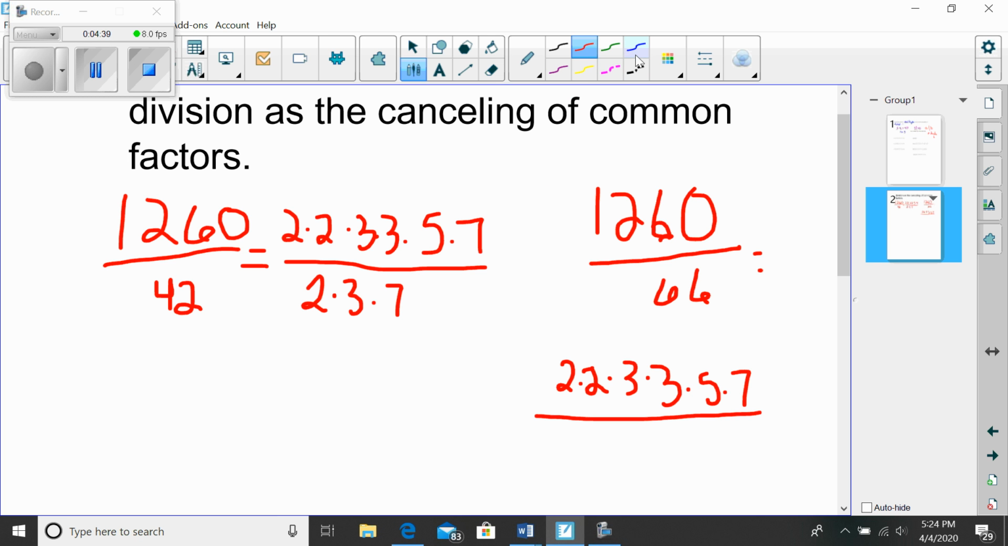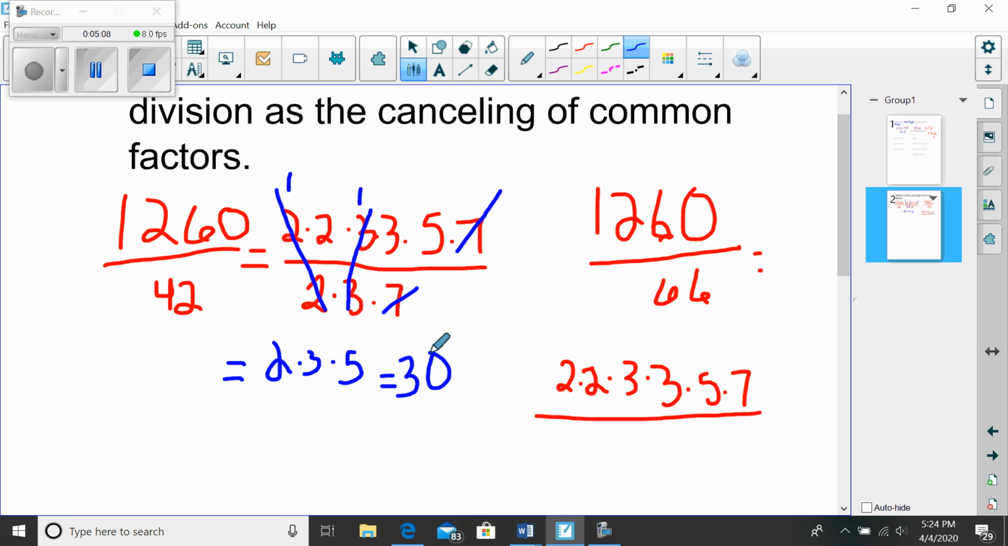And then when I go to divide, we use the word cancel. We're actually not supposed to use the word cancel. We're supposed to say divides to 1. Okay, but notice 2 divided by 2 is 1, 3 divided by 3 is 1, and 7 divided by 7 is 1. And so I can see that my quotient is 2 times 3 times 5, which is 30. Okay, so I'm able to see that division when my numbers are written out in their prime factored form.